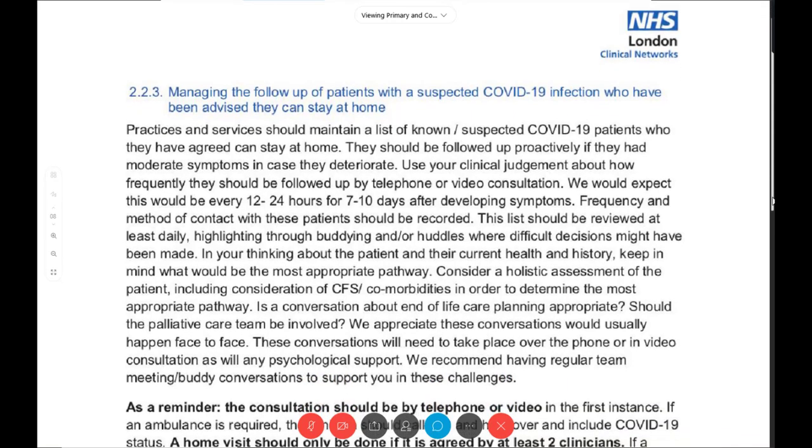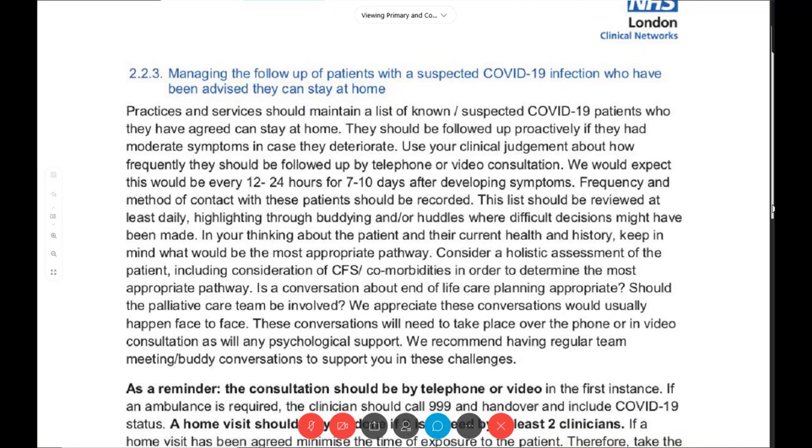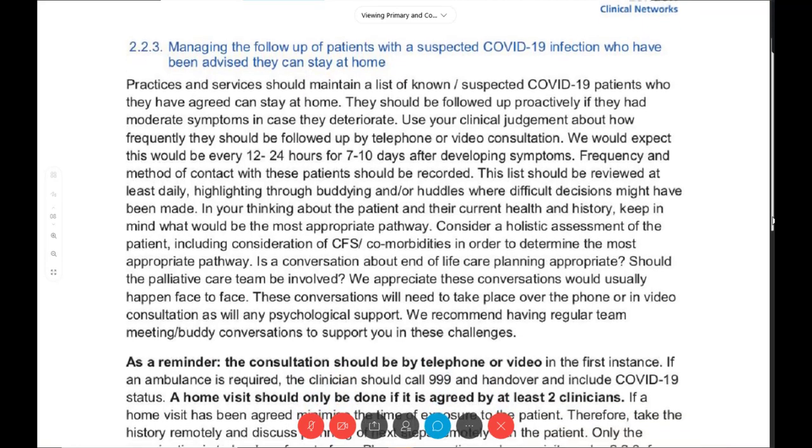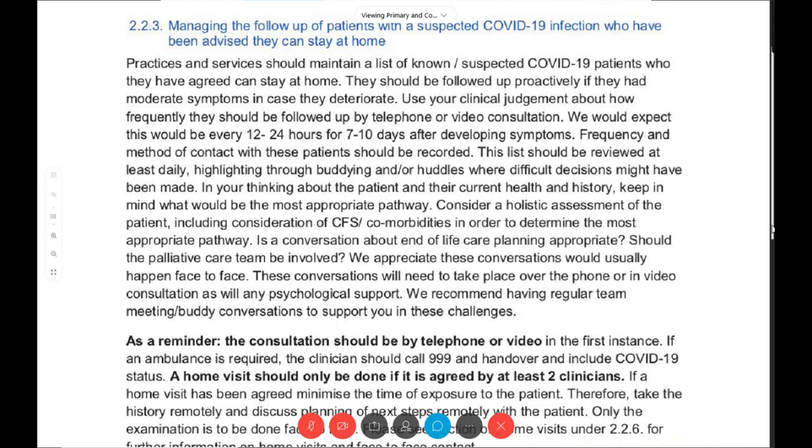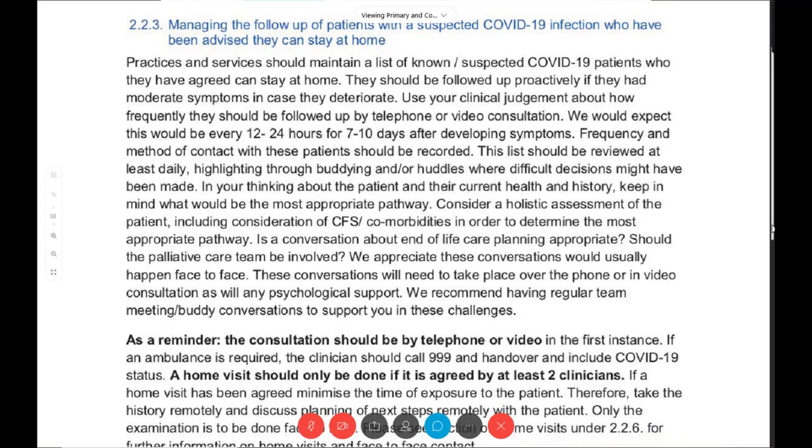So again, the following page is a reiteration that a face-to-face consultation is the last resort. If you are going to do a home visit, we recommend that you discuss this with a colleague or a peer, so that you get two people's opinion about whether or not a visit is necessary. You have to ask yourself what extra information a visit will give you before you go ahead and do one. It's useful to document why you are going to do a visit.